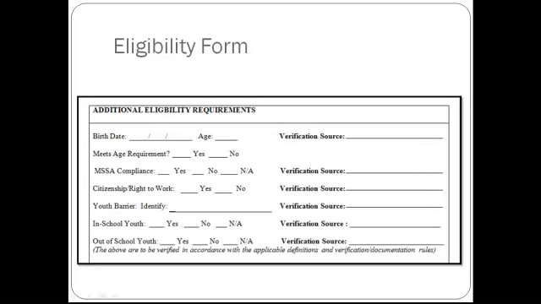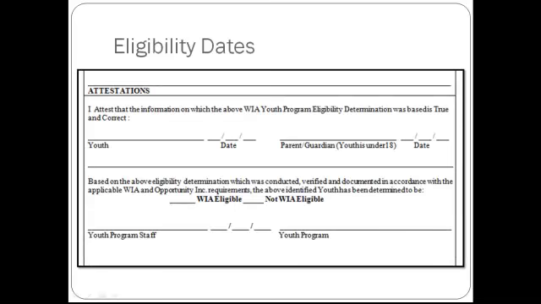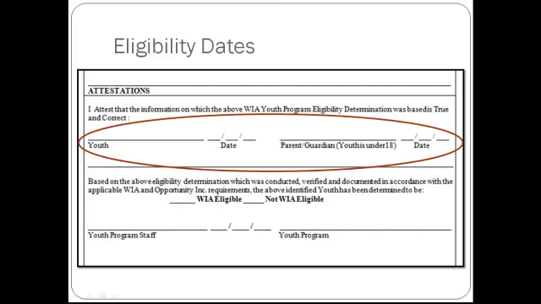In the Additional Eligibility Requirements section shown here, you need to fill out each piece of information and next to each how you are verifying that in the physical file. In the Attestation section shown here, you need to pay close attention to the dates. The youth and parent or guardian, if the youth is under 18, must sign and date this form after verifying all of the information entered is true and correct.